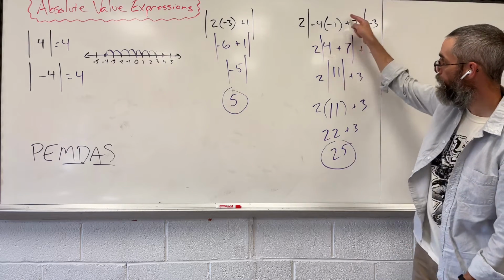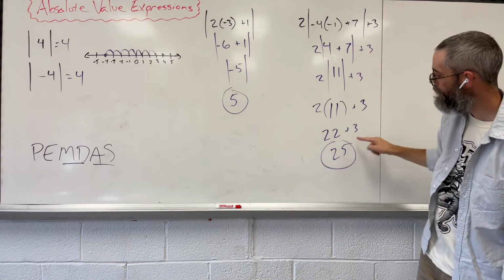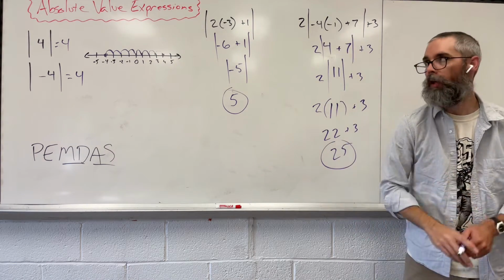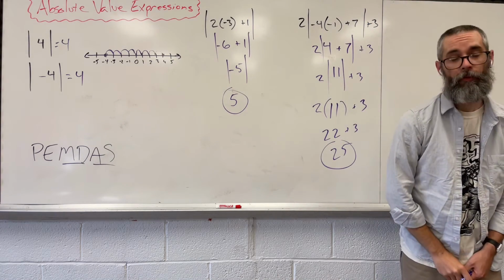So we did order of operations in the middle of the absolute values. Then we did order of operations all over again once everything was gone. That is solving, or simplifying rather, an absolute value expression.